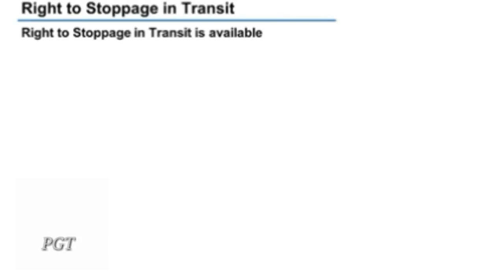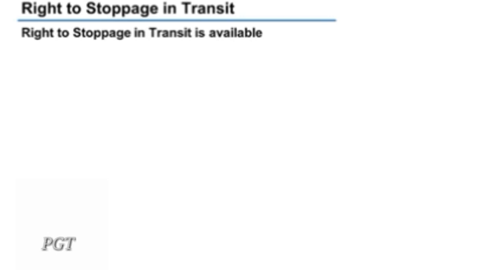Next is right to stoppage in transit. Now, the right to stoppage in transit means the seller has given the goods to the carrier, and while the goods are in transit, they are being taken to the buyer. In the midway, the seller calls up the carrier or the transporter and tells him not to deliver the goods. The goods are stopped in transit and they are asked to come back. So, in this case, the seller regains the right over the goods, regains the possession of the goods.